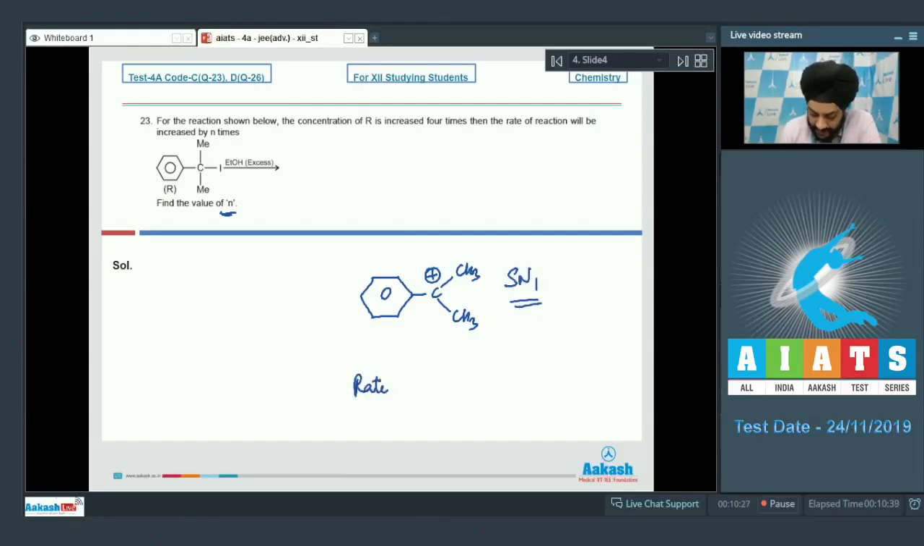So the rate will be depicted by k into the concentration of the reactant, which is R raised to the power 1. Okay. So we can clearly see that if the concentration of R is increased 4 times, then the rate will also become 4 times, as it is a first order reaction. So students, the answer to question number 23 has to be marked as 4. Let us look at the next question now.